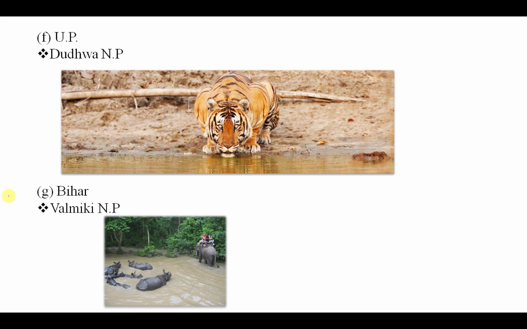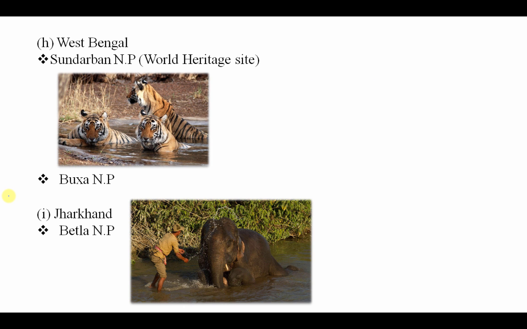Now UP. Only one national park is important, that is Dudhwa National Park. It is in Uttar Pradesh. From Bihar, there is one, Valmiki National Park. Valmiki National Park is in Bihar. From West Bengal, there are two important national parks. That is Sundarban National Park. As I told you before, Sundarban Biosphere Reserve is in West Bengal, and so is the National Park. It is also a World Heritage Site, and another is Buxa National Park. Buxa National Park is also in West Bengal.